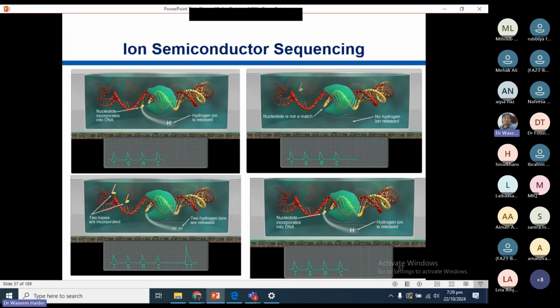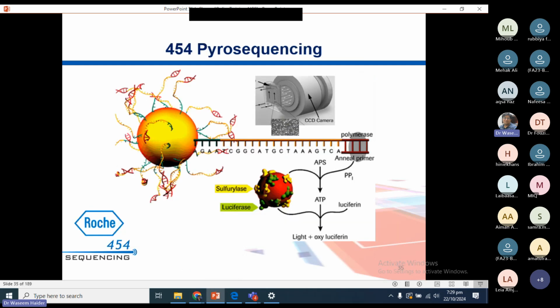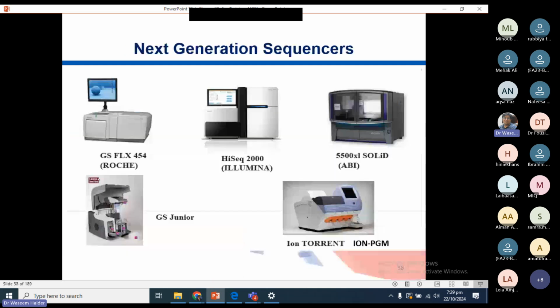What if there are three hydrogen ions, or four of them, or five of them? What if runs of the same nucleotide come in? So over there, those sequencers give us some errors. They are called homopolymer errors. So that is the downside of those machines.